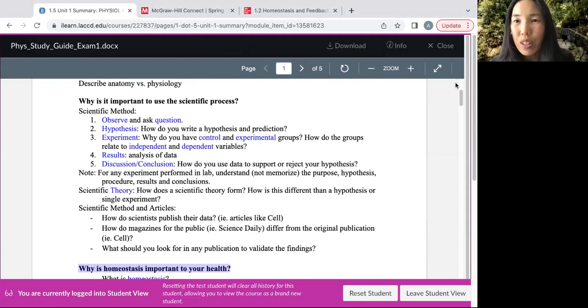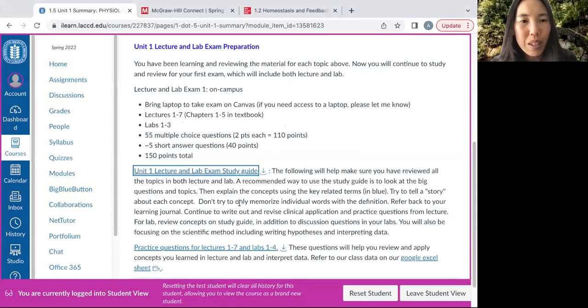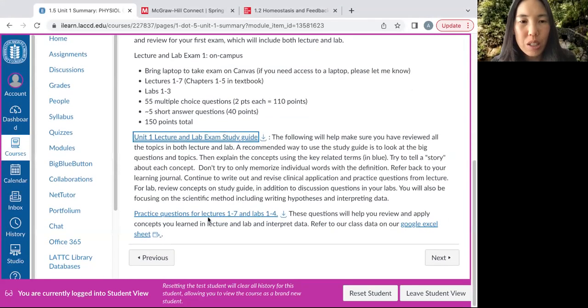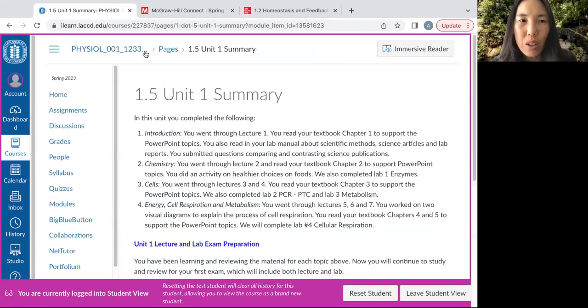So what I recommend for this study guide is not to go through and just memorize the terms that are highlighted, but really go through and explain and respond to the question. And again, another great source of studying is all of the questions embedded within the lectures themselves. And for the very first unit exam, we do have some practice questions for you to work through. And that will help you complete one unit.